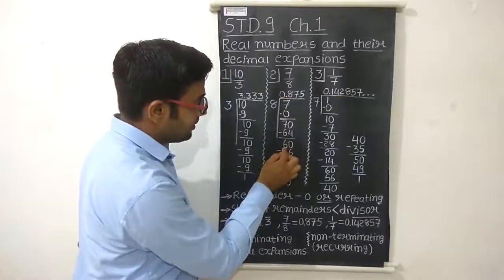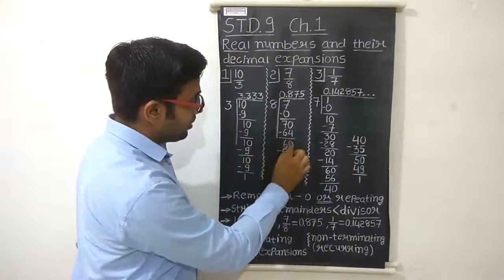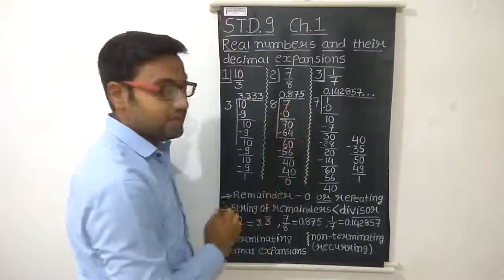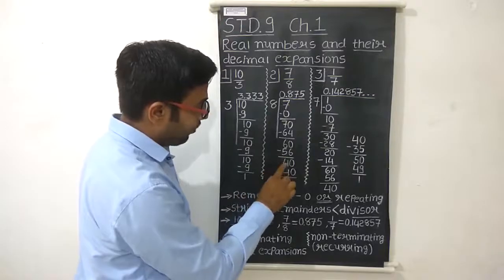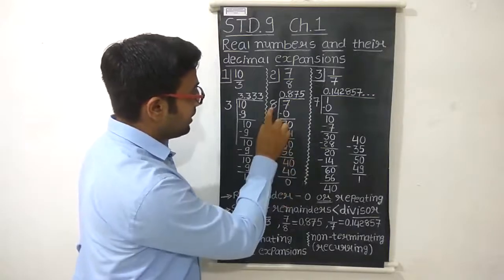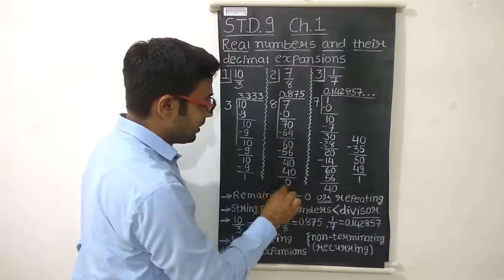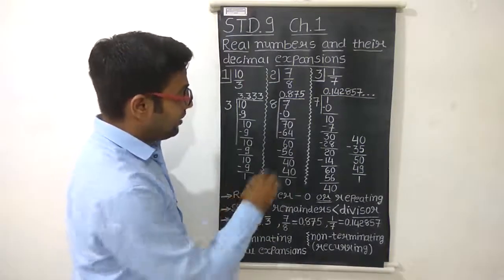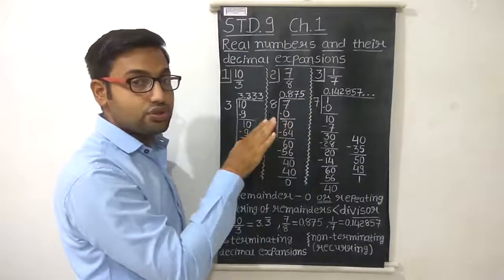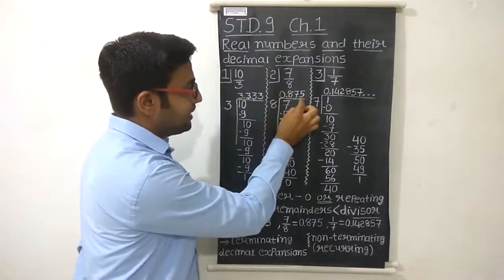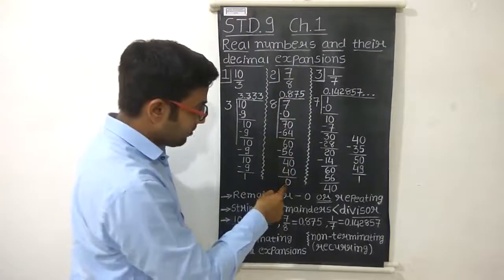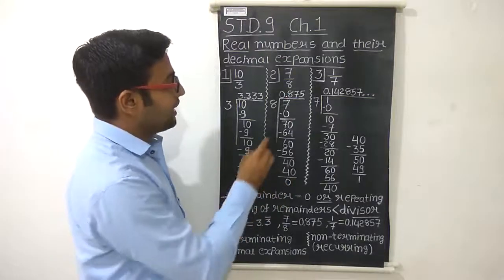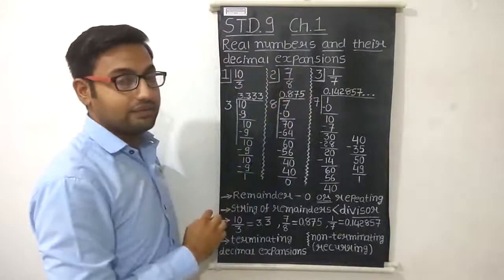The remainder is 6. Again we put a 0 here, so now 8 7s are 56. What is the remainder? 4. Put another 0. We get 8 5s are 40. See, the remainder is 0. Now the decimal expansion stops here at 0.875, because our remainder is 0. That means we perfectly divided 7 by 8.